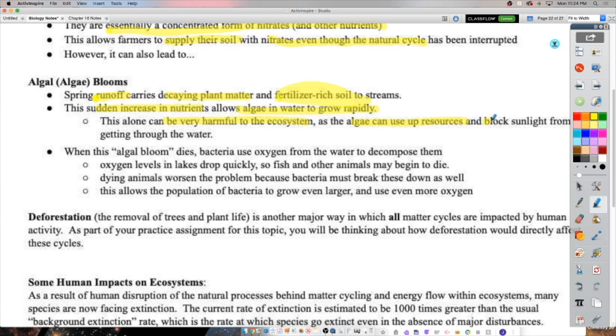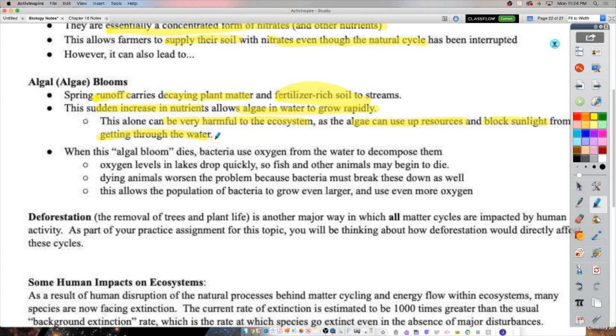It also can block sunlight from getting through the water. So good for the algae that it can grow like crazy, but every other plant that's down at the bottom of the lake, what are they supposed to do without sunlight? They're all going to start dying off. And anything that doesn't eat algae is going to start dying off. So already it's bad news, but then things get even worse.